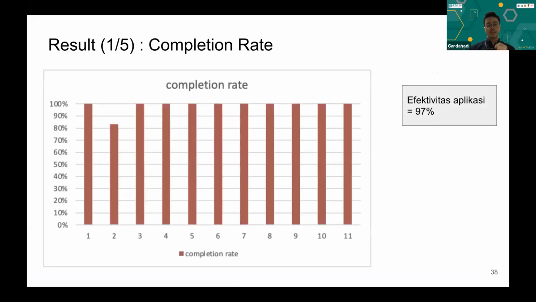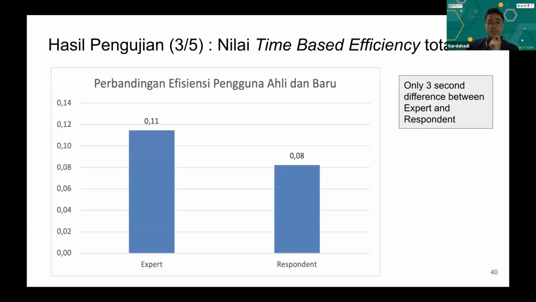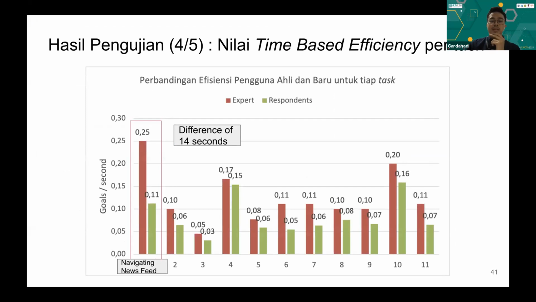So here are the results. In terms of completion rate, since I took a lot of inspiration from social media, they're quite easy. So it's very effective. So it's proven to be effective. In terms of efficiency, it's also proven to be efficient when you compare new users to expert users. Only a 3-second delay, meaning that for a new user, you don't need that much time to learn about it, except for the first interaction, which is the interaction of you scrolling the news feeds. It found quite a significant difference of 14 seconds, usually because people aren't used to this type of way of finding news.